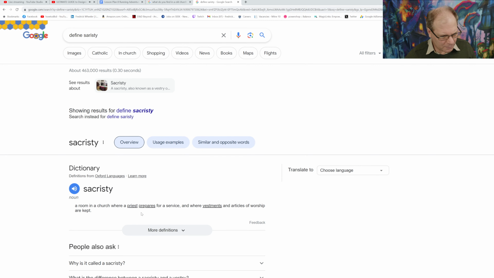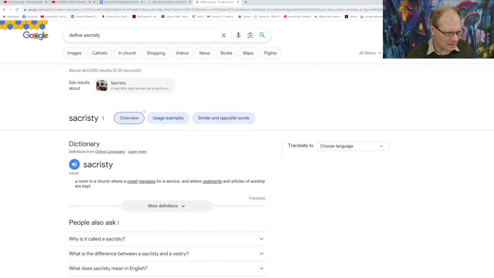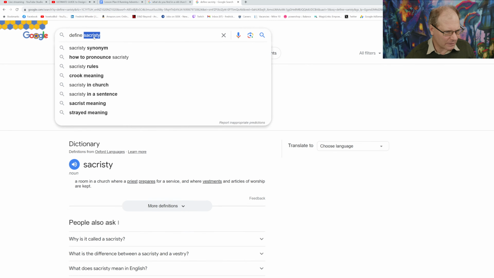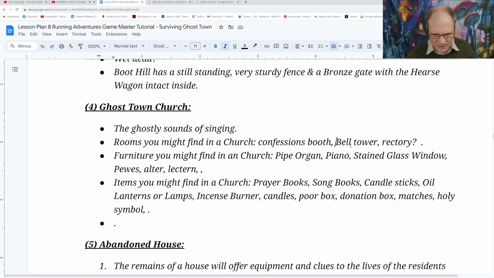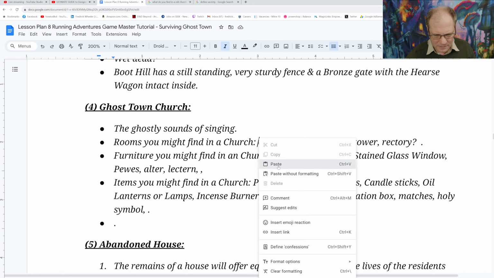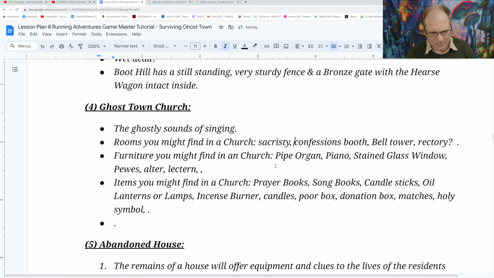A room in a church where the priest prepares for a service, and where vestments and articles of worship are kept. Okay. That would probably exist. Yeah, I would agree. That's a room that we need to include, isn't it? Let's make sure that's there. That's probably more important than everything else. Let's go right smack there.